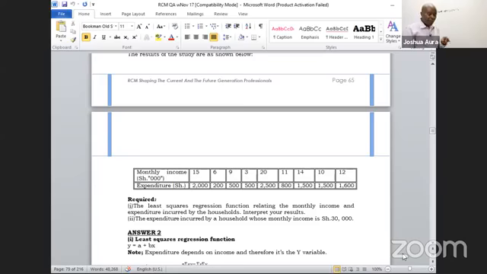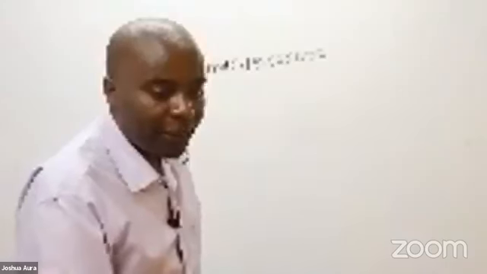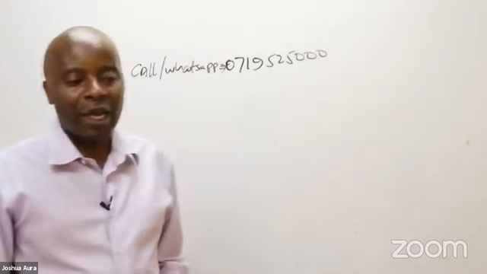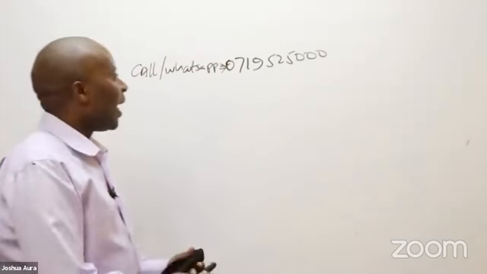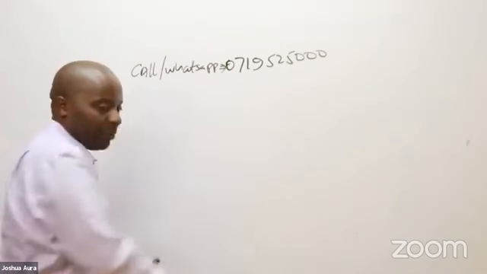So the key thing, ladies and gentlemen, that very many students confused, and so many students got a 0 in this question, was that they were not able to define the dependent and the independent variables.